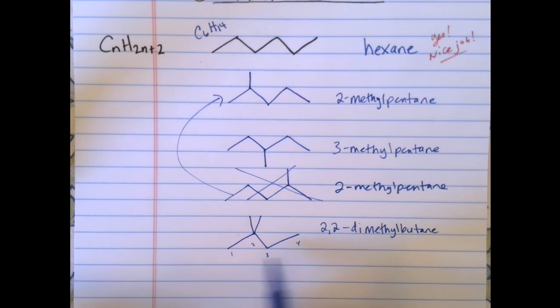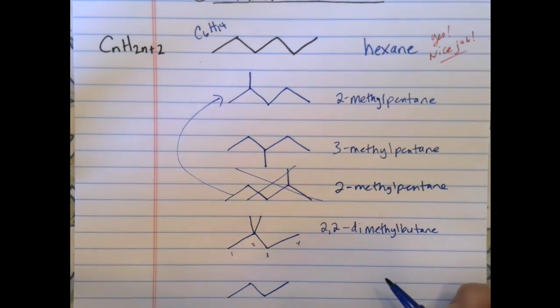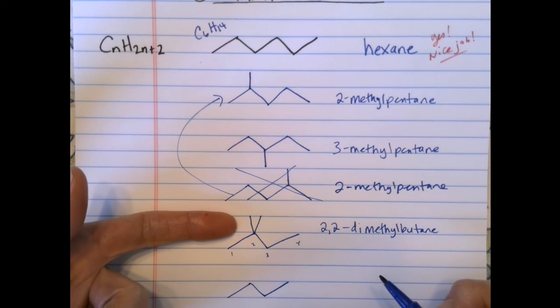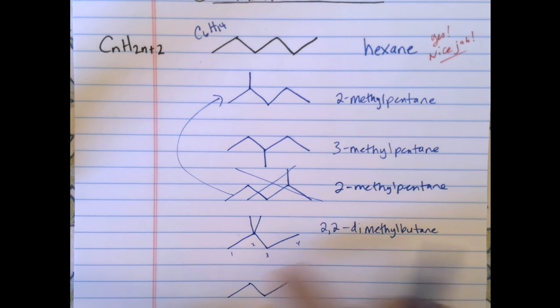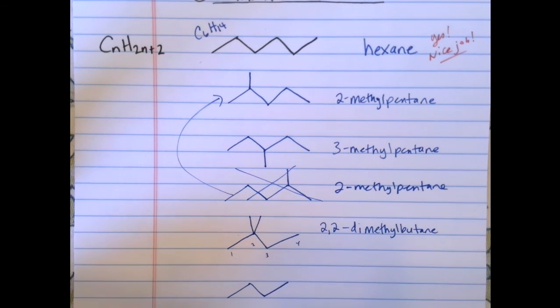Let's see, have we exhausted all of the 4 carbon possibilities? I think if we put 2 methyls on the third carbon, that would be the same as this one, because we could just flip it around and it would look exactly the same as this. And also if we named it, we would just have to number from right to left and it would end up being the same name as this one. So that's the only possibility where we can have 2 methyls on the same carbon.